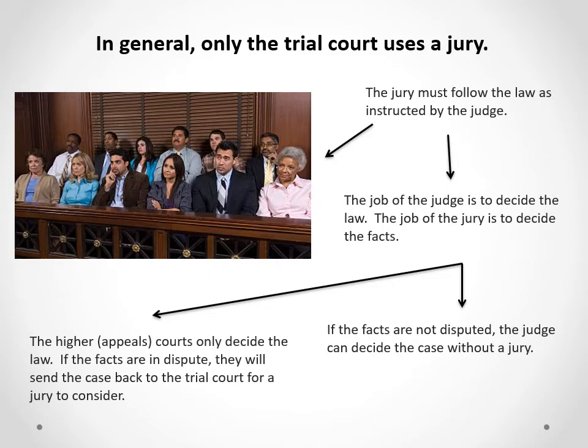Going on, the higher courts only decide the law. If the facts are in dispute, they will send the case back to the trial court for a jury to consider. This is why there's no jury in those higher layers of the cake, because the higher layers of the cake, they dwell in kind of this ivory tower. They only decide the law. They don't decide the facts.